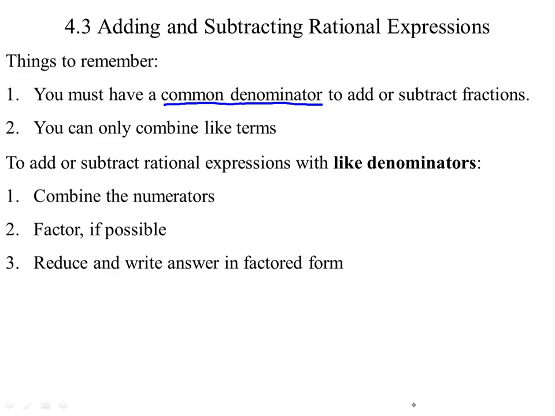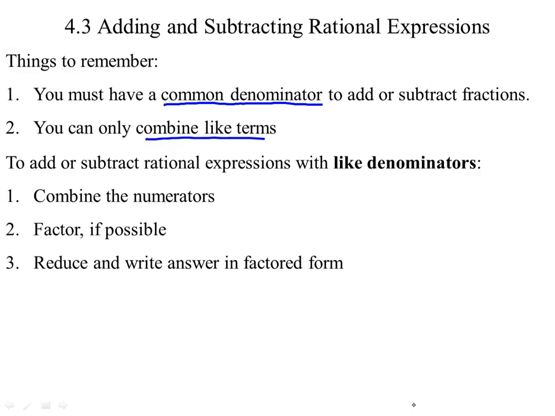And then number 2, make sure you remember how to combine like terms, because that's what we're going to do with our numerators, is combine like terms. So the first thing we're going to talk about is how to add and subtract rational expressions with like denominators. So if you already have a common denominator, you don't have to find one. So that's nice. What you're going to do is combine your numerators, and then go back to reducing. It's just like 3rd grade math.